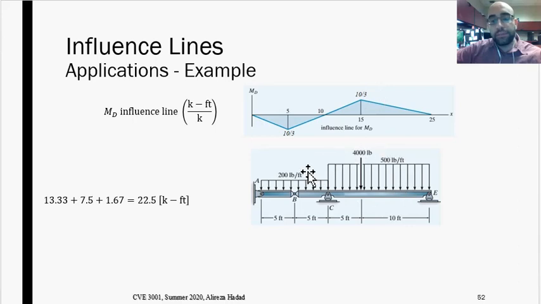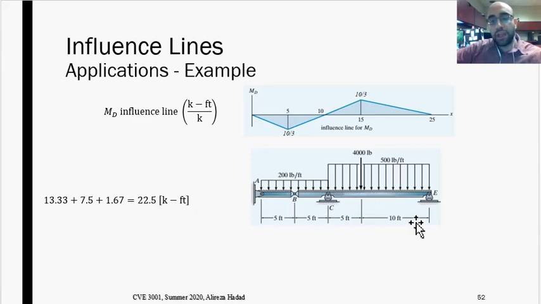Considering all of these, I can calculate the maximum positive bending moment that can be created at point D because of all of these loads. Since I already calculated each of these separately, I just added them together.